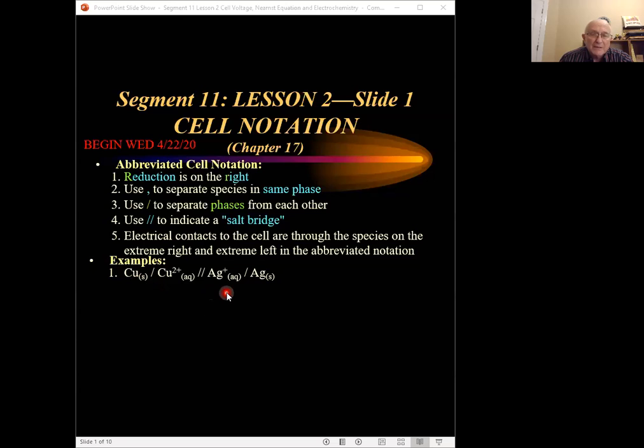The silver ion is being reduced in the reaction, so it belongs on the right-hand side of this double line. And it is shown as reduction. And so I would write them like this, going left to right. Copper is going to copper +2, that's oxidation. Silver ion is going from +1 to 0, so that's reduction. The silver ion aqueous is in a different phase than the silver metal, so they're separated by this diagonal line.